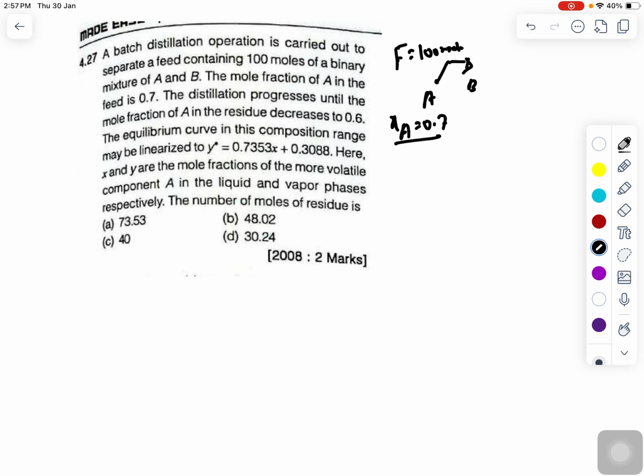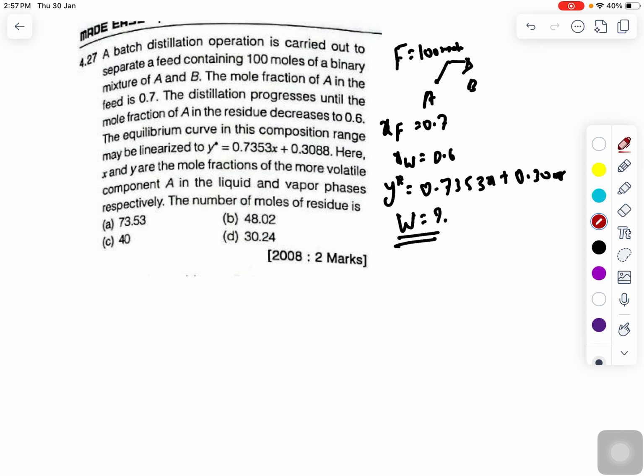The distillation progresses until the mole fraction of A in the residue decreases to 0.6. So xW is equals to 0.6. Let's say I am assuming A is the more volatile component. So mole fraction of A in the feed is 0.7, and the equilibrium curve is given: y star is equals to 0.7353 x plus 0.3088. The number of moles of residue is, so you are supposed to calculate the residue. Is that clear? So let's try to understand.